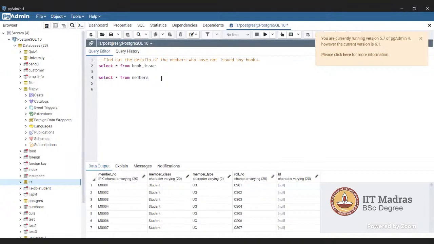Sir, in each table, I was connecting it with the members table. I took the members table as the reference for all the tables and connected by that. See, I'll write one approach. You have to find out the details of the member. Excuse me, sir. To solve this question, can we use left join in this?